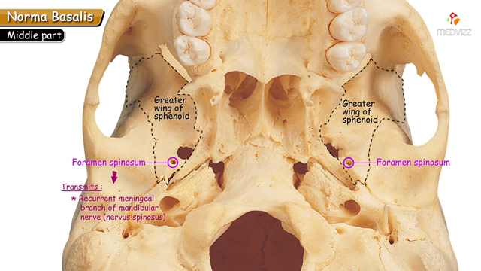Along with this nerve, the vessels are the middle meningeal vessels, the middle meningeal artery and middle meningeal vein, which also supply the major part of the meninges. So that is about the foramen spinosum.